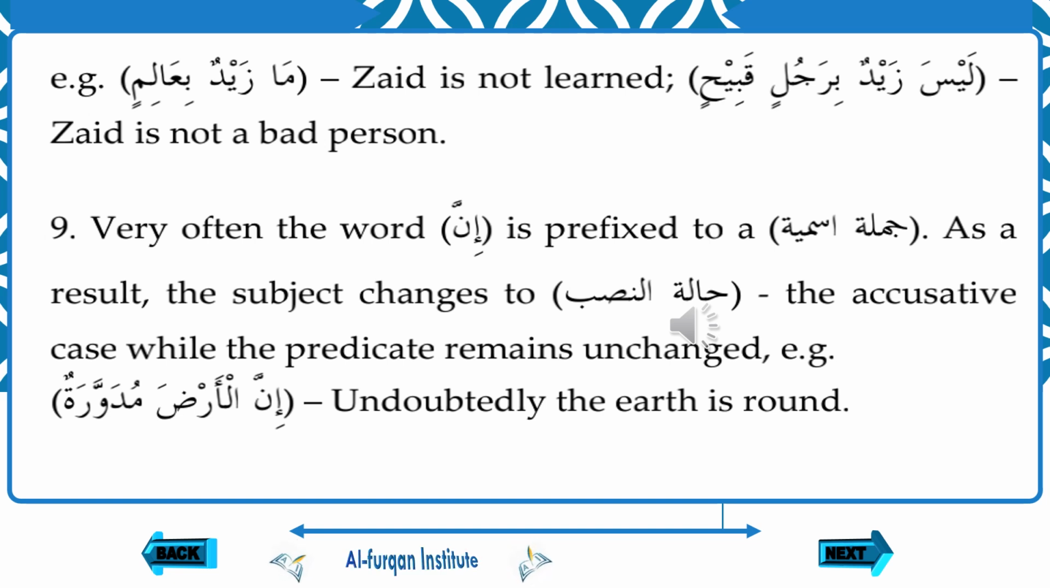So you can say ma zaidun bi faqihin, ma zaidun bi faqihin, ma zaidun bi alim. So Zaid is by no means a scholar. So it's for emphasizing. So Zaid is by no means a learned person. So the ba with kasra adds emphasis and makes the predicate genitive, that is majrur. So it will render the predicate kasra, and the kasra is just one sign of the majrur, the genitive case.